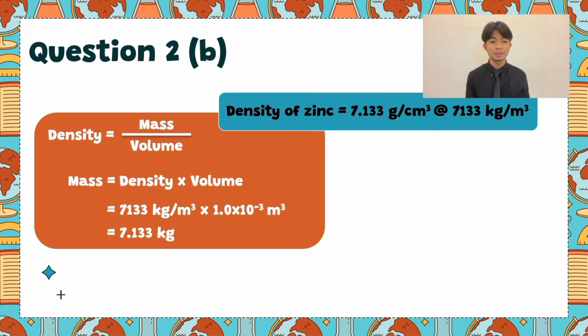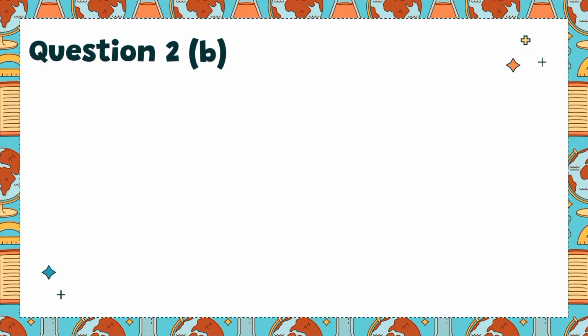First step is we must find the mass. To find the mass, we must use the density formula, which is density equals mass over volume. So we rearrange the formula and we get mass equals density times volume. We substitute the density given and the volume, and we get the value 7.133 kilogram.